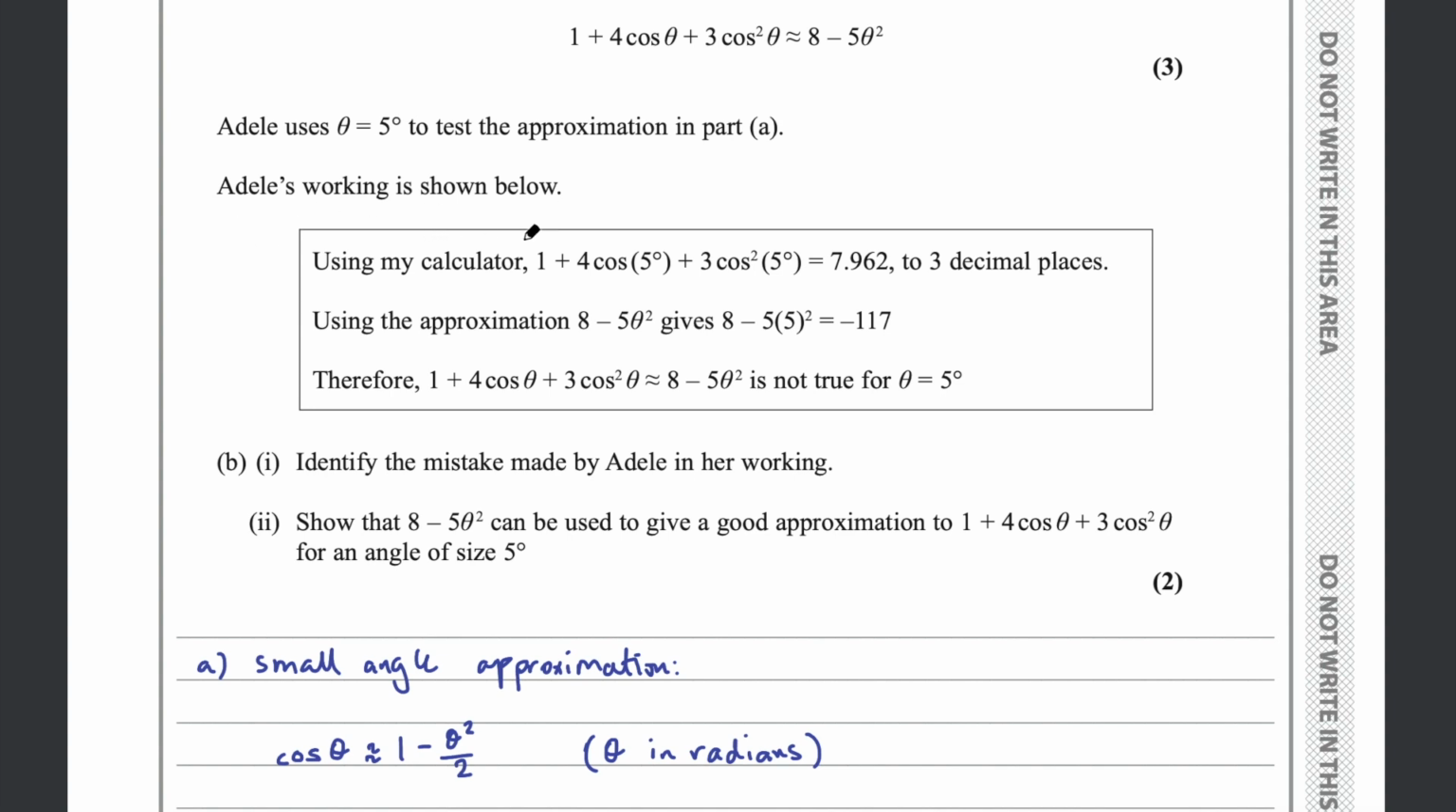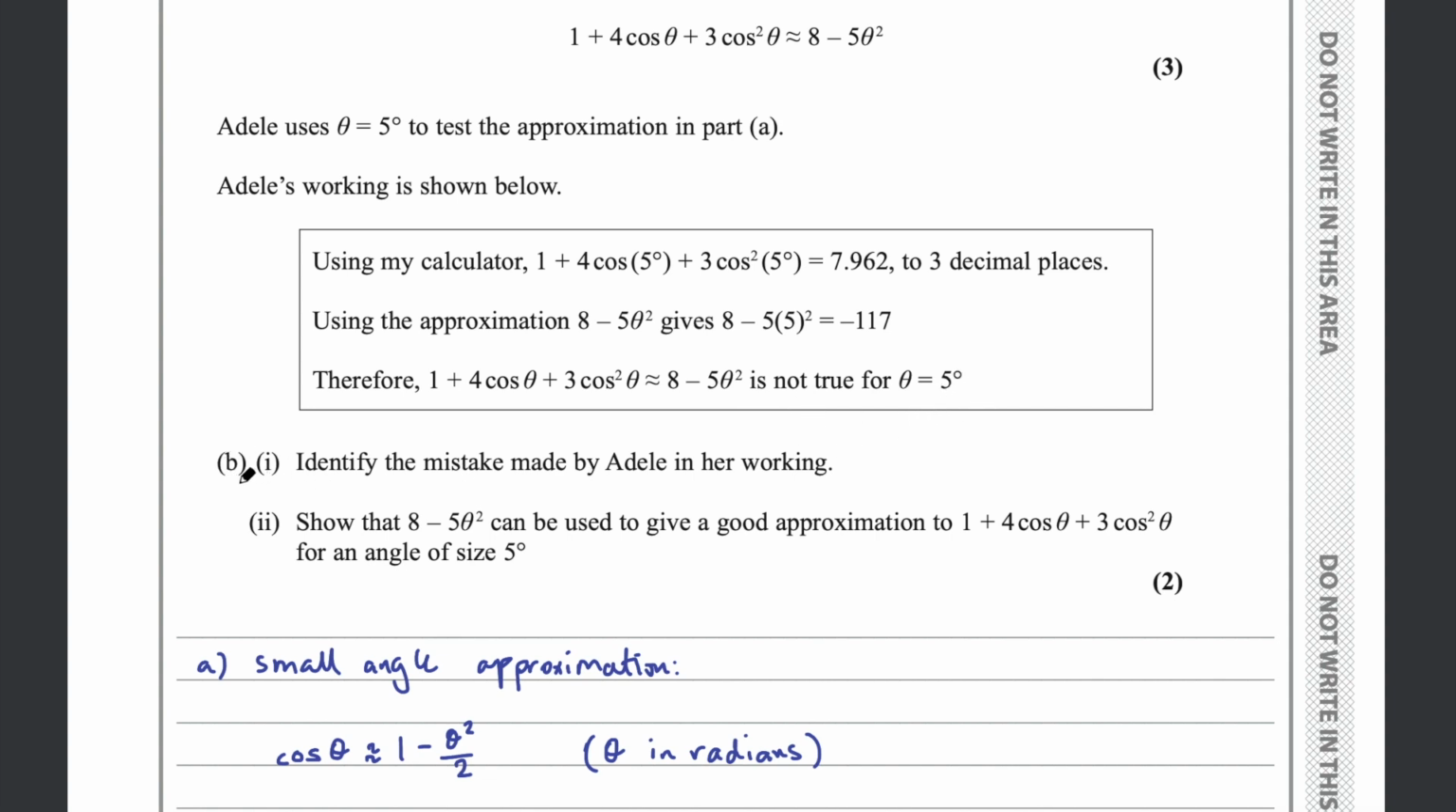Adele's working is shown below. Using my calculator, 1 plus 4 cosine of 5 degrees plus 3 cosine squared of 5 degrees equals 7.962 to 3 decimal places. Using the approximation 8 take 5 theta squared gives 8 take 5 times 5 squared, which is negative 117. Therefore, 1 plus 4 cosine theta plus 3 cosine squared theta approximately equal to 8 take 5 theta squared is not true for theta equal to 5 degrees.